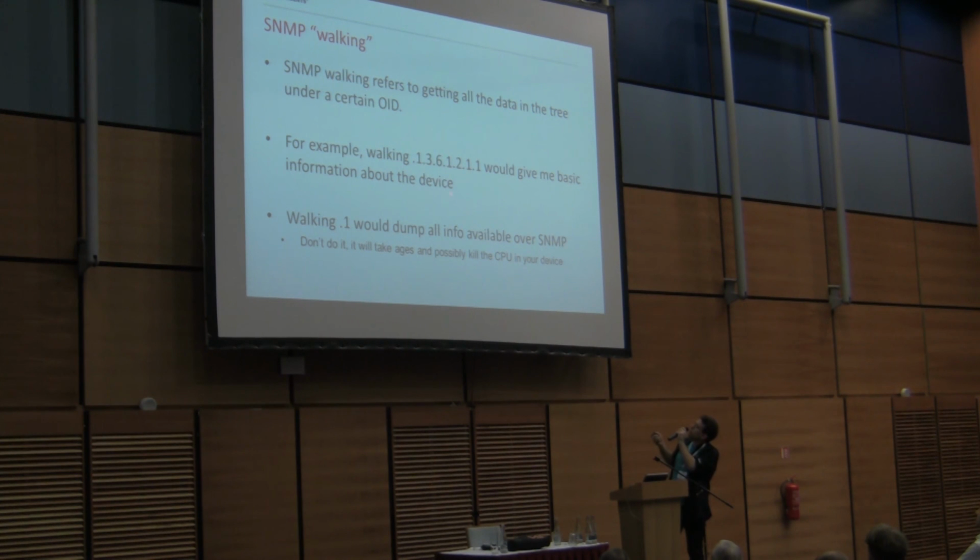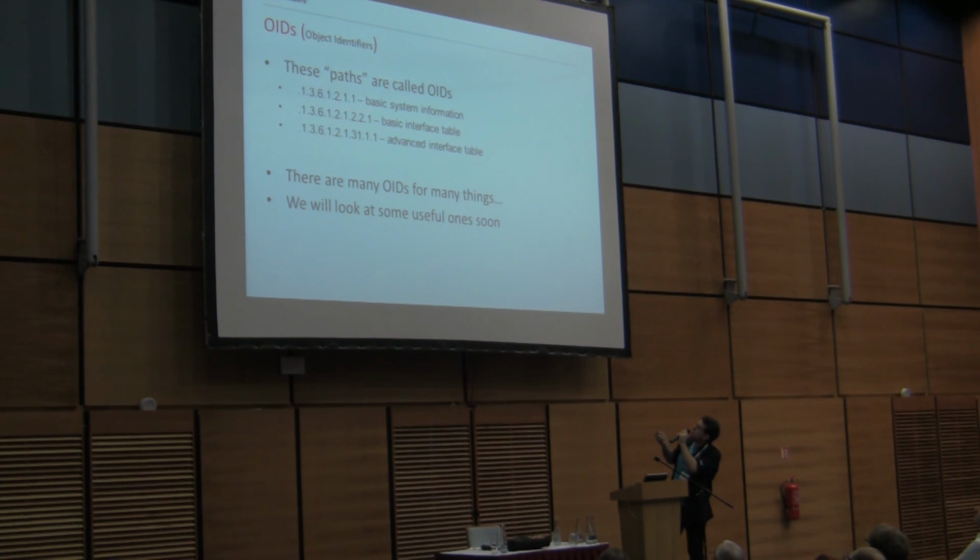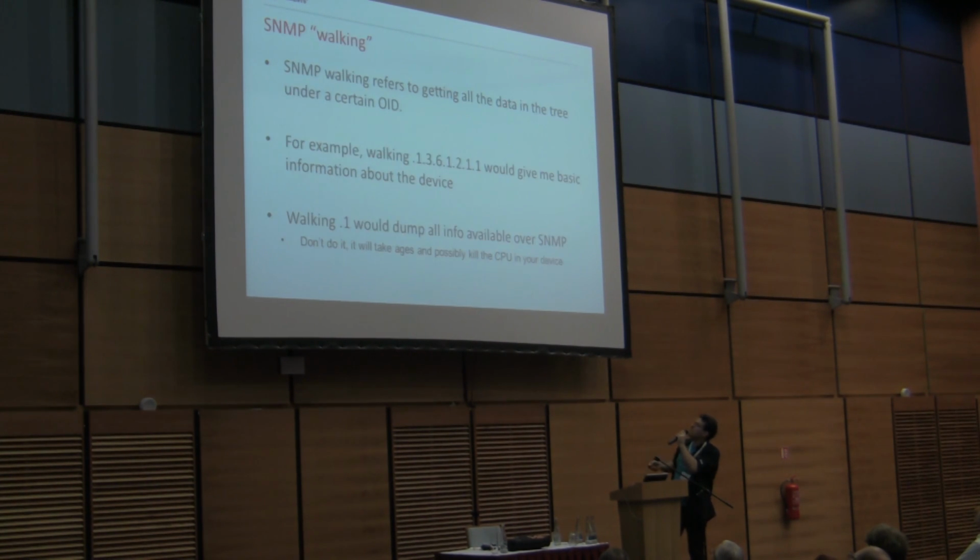For example, walking this OID would give me the basic information about the device, since we said that this OID is for the basic system information. Walking .1, which is the root of the tree, the most upper node, would dump all the available information from the device over SNMP. Don't do this. It will take ages and possibly kill the CPU in your device, since the whole SNMP tree contains a lot of information, possibly millions of records.